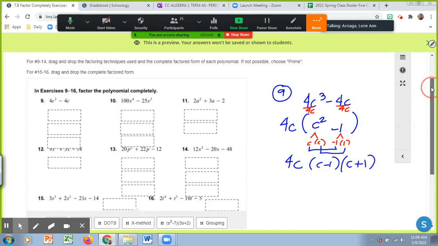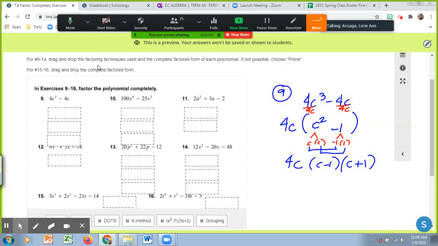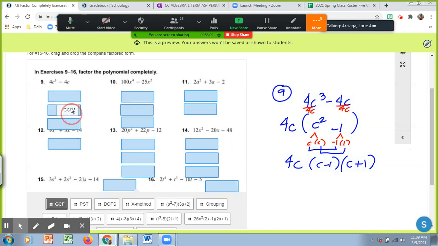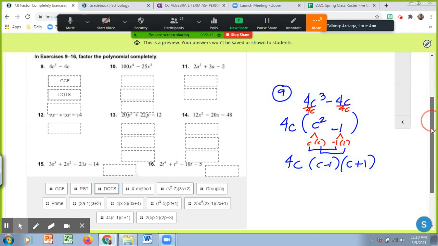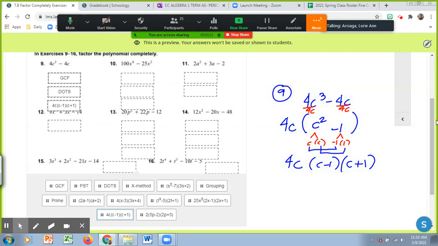Okay, so now let's find the answer. What comes first? Somebody had a question. How do I know which one to put? You have to put the factoring techniques used in order. So you can't do the dots first. It's going to mark it wrong because we used the GCF first. You understand? So you put the GCF first. After we did the GCF, we did the dots, difference of two squares. And then after that, we got the answer. There you go. So the only time it's going to mark your answer wrong is if you have them in the wrong order. Okay? All right.